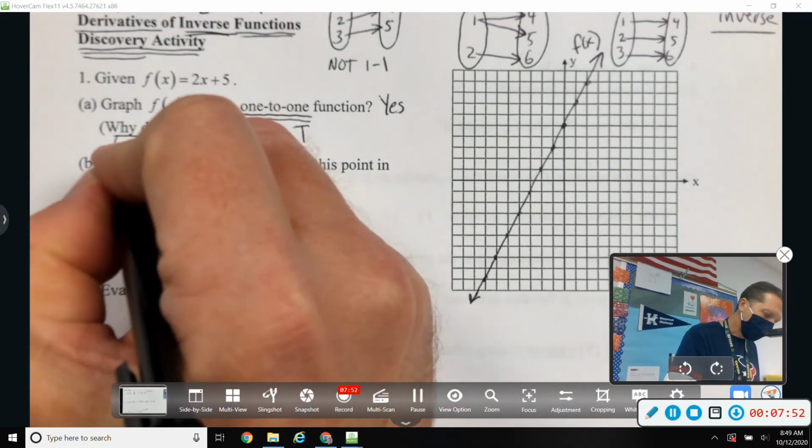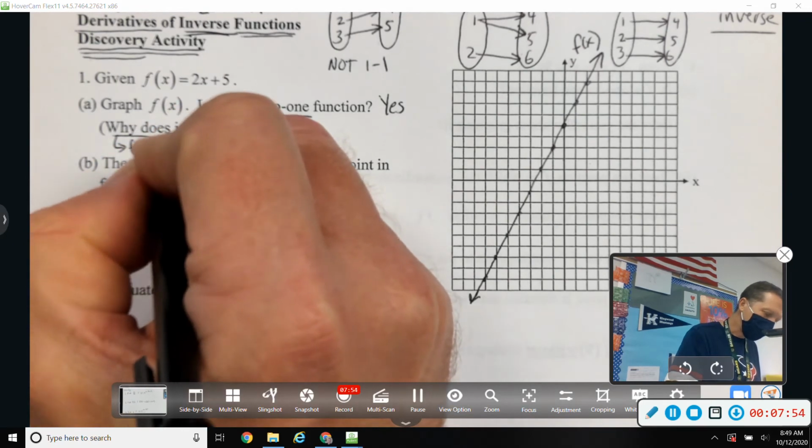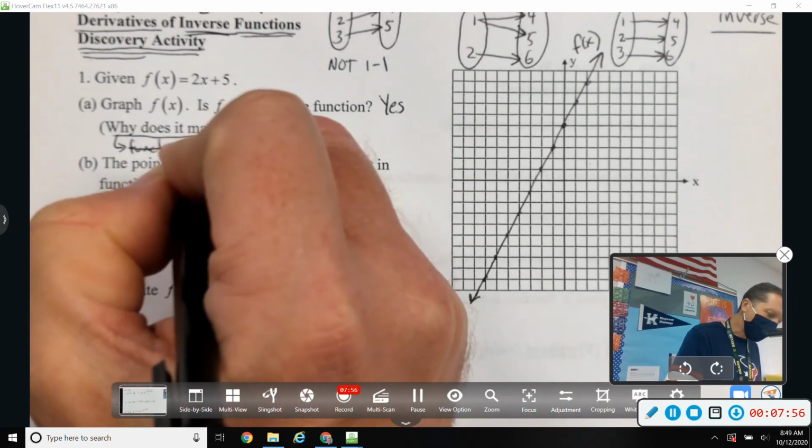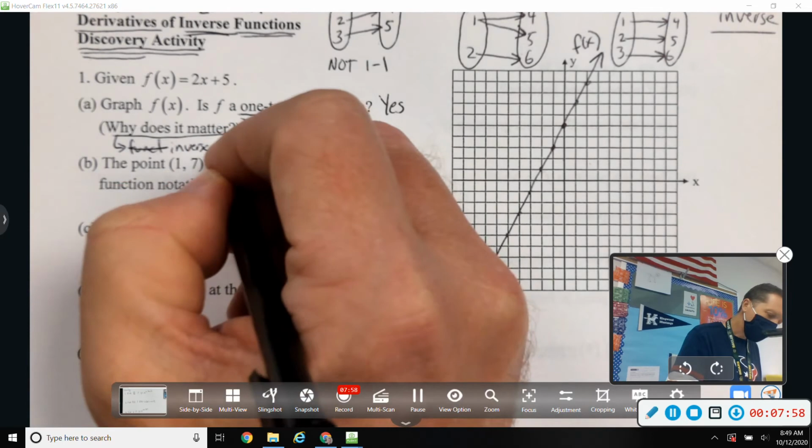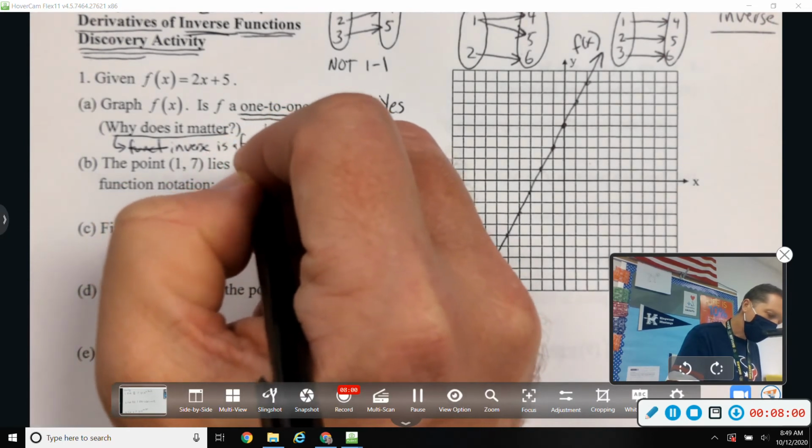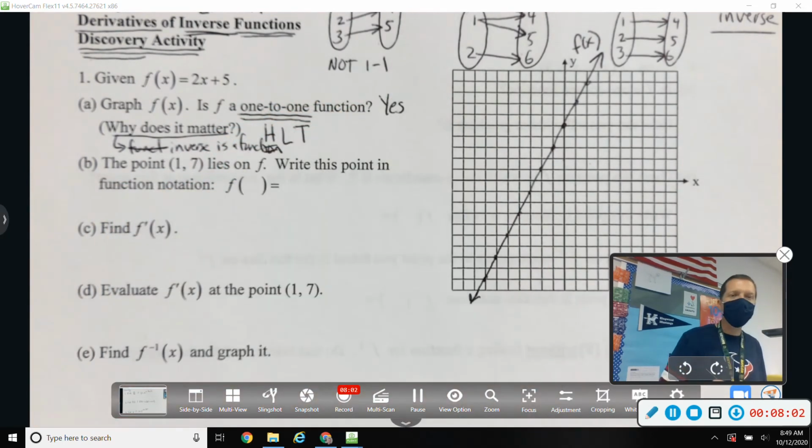Why does it matter? It matters so that the inverse is a function. It matters so that the inverse is also a function, so that we can take a derivative.